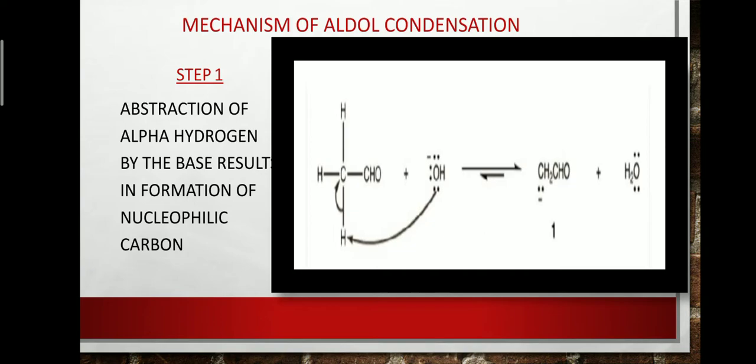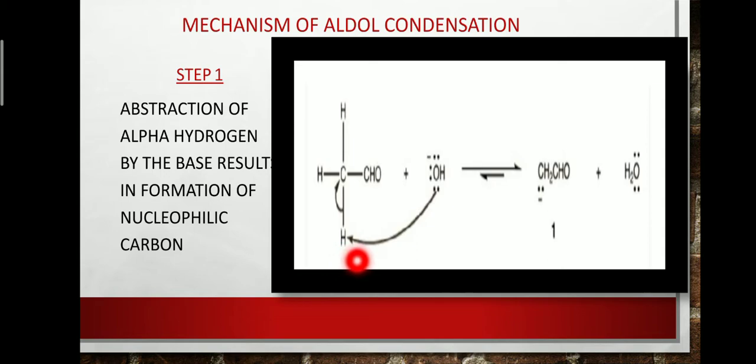Now let's discuss the mechanism of an aldol condensation. The first step is abstraction of a proton, that is, abstraction of alpha hydrogen by the base. So look at here, this is your alpha hydrogen. What is alpha hydrogen? This is your functional group, aldehyde CHO. The carbon next to the functional group carbon we call an alpha carbon. The hydrogen attached to the alpha carbon we call an alpha hydrogen.